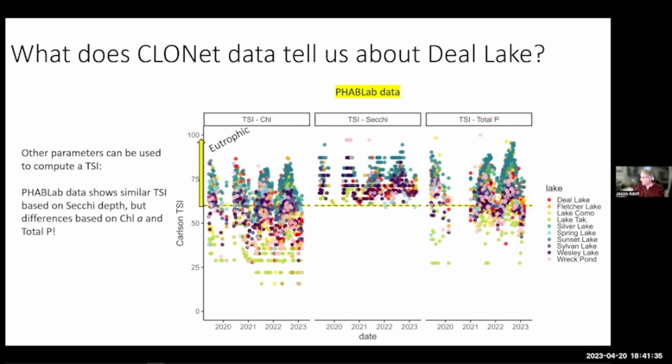And then total phosphorus also shows a wide range of trophic state indices. Some lakes, so Sunset Lake is that bluish green one up here. I saw Gail and Barbara on the call. So Wesley Lake, in the dark purple beneath there, right spanning the eutrophic line.